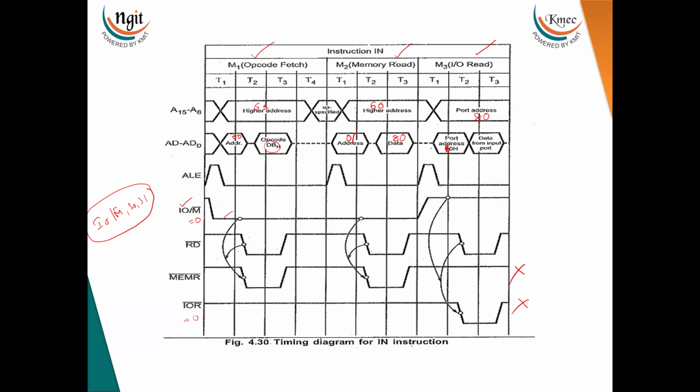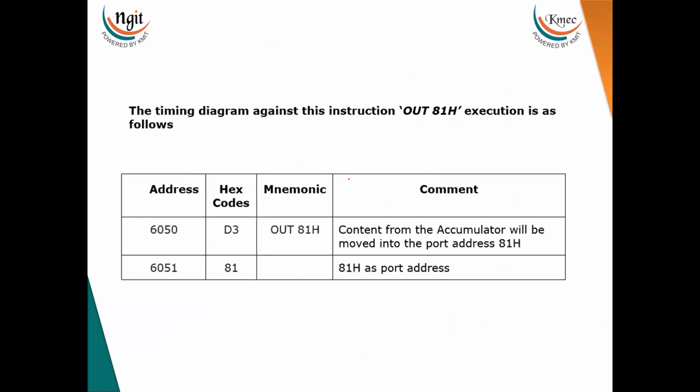Now for that, we need to give the read signal. Again here also a read operation is taking place. So the read signal is given, and in this case IO devices are accessed. That's why IO/M bar, in this the IO signal should be given 1 to access the IO devices. So this is about the IN instruction. Similarly, we will see the OUT instruction.